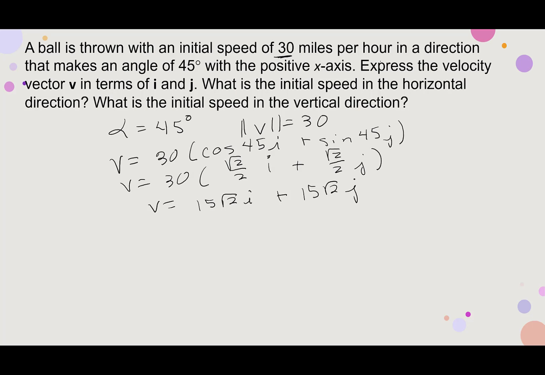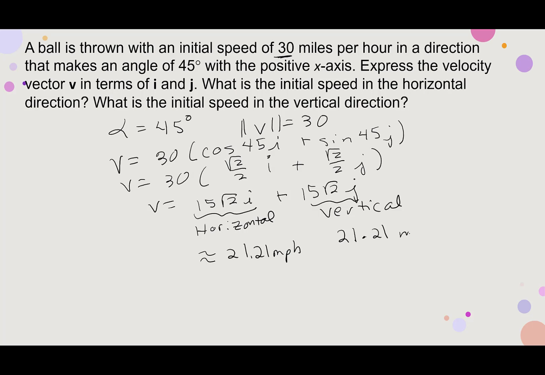Part 2 says what's the initial speed in the horizontal direction, what is the initial speed in the vertical. So the i is horizontal, and the j is vertical. So all you're having to do is do 15 times the square root of 2 in your calculator. This is about 21.21 miles per hour. Same thing for the vertical. They're the same in this particular situation, 21.21 miles per hour. So we've answered all the parts now.